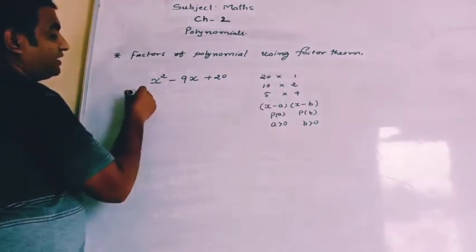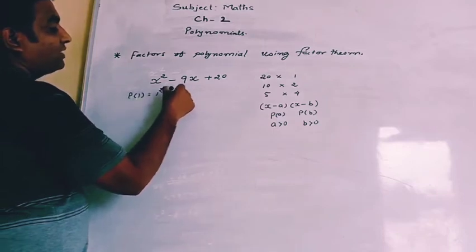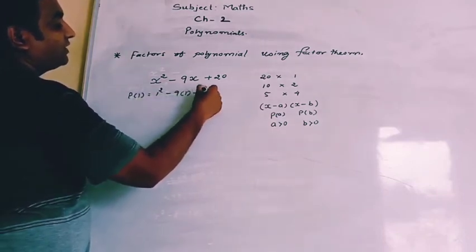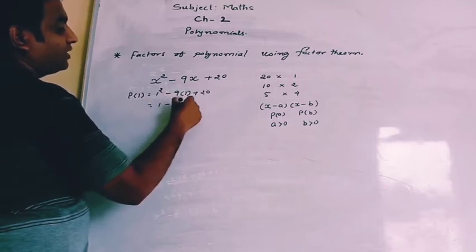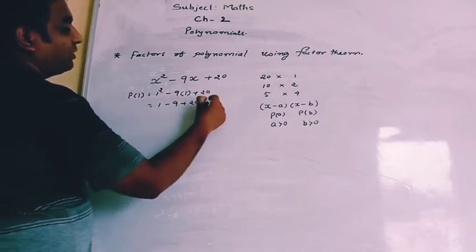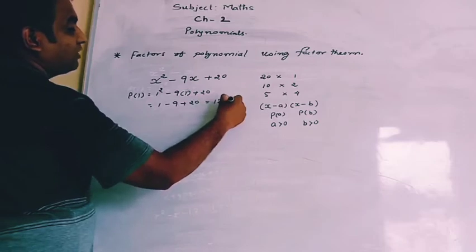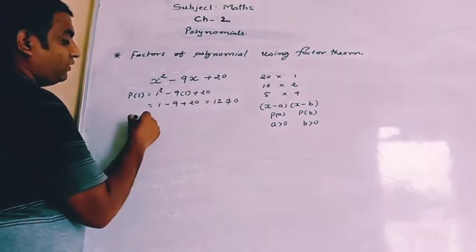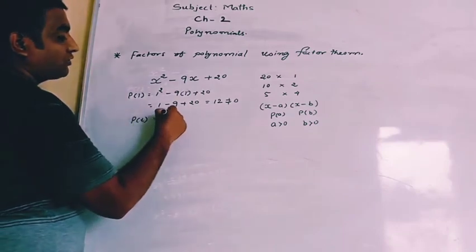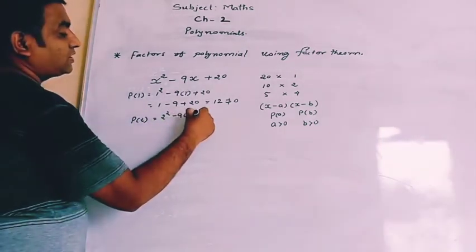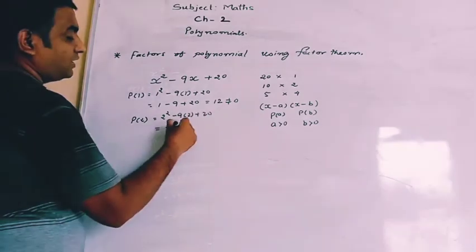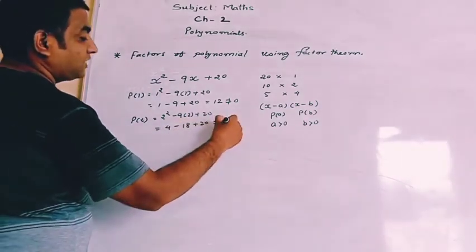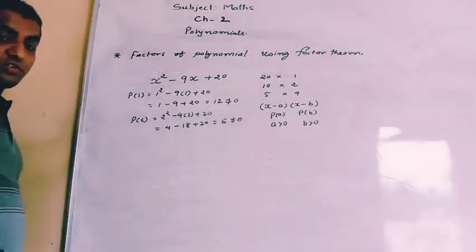Then P(1) we check: 1 square minus 9 into 1 plus 20, so 1 minus 9 plus 20, so 21 minus 9, 12, that is not equal to 0. So x minus 1 is not a factor. P(2) we take: 2 square minus 9 into 2 plus 20, so 4 minus 18 plus 20, so 24 minus 18, that is 6, which is not equal to 0.